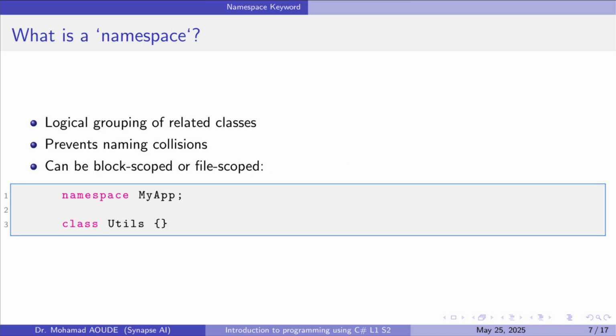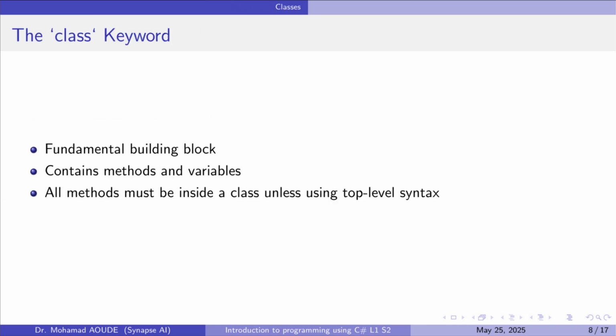A namespace is a logical container that prevents naming collisions. You can declare it in block form, namespace MyApp. It groups related types together. In C#, almost everything lives inside a class. A class is a blueprint for objects, but even for simple console programs, you'll define a Program class to hold your Main method and any helpers you need.